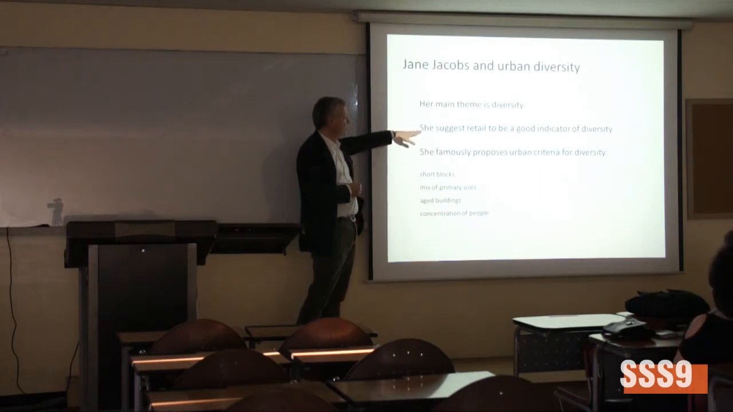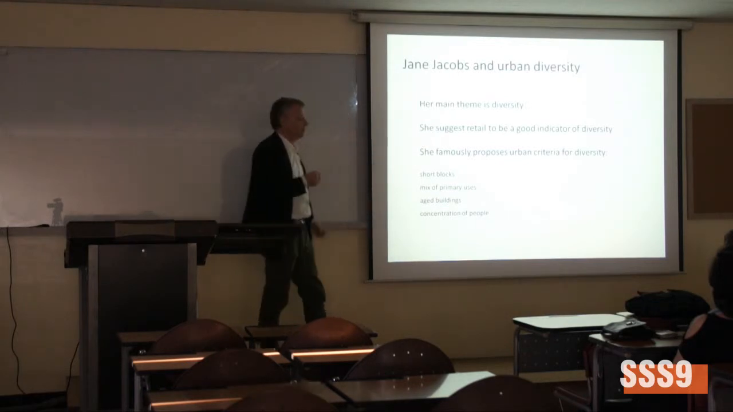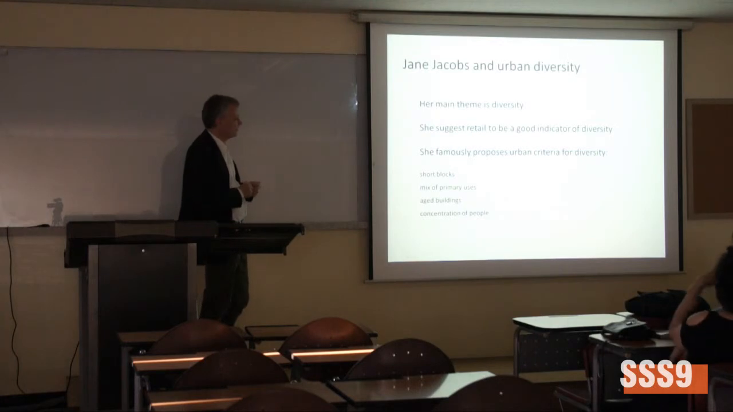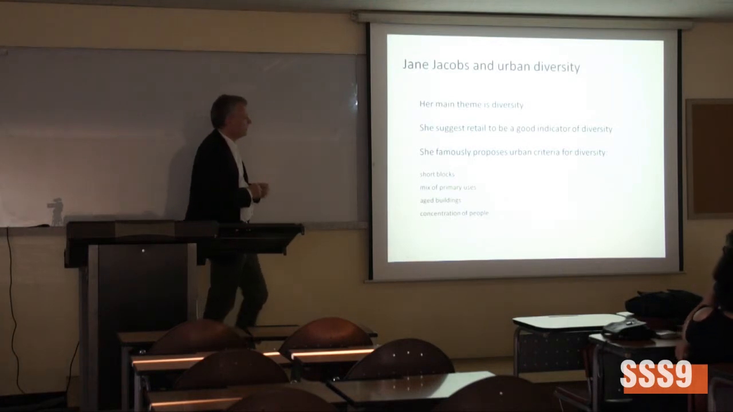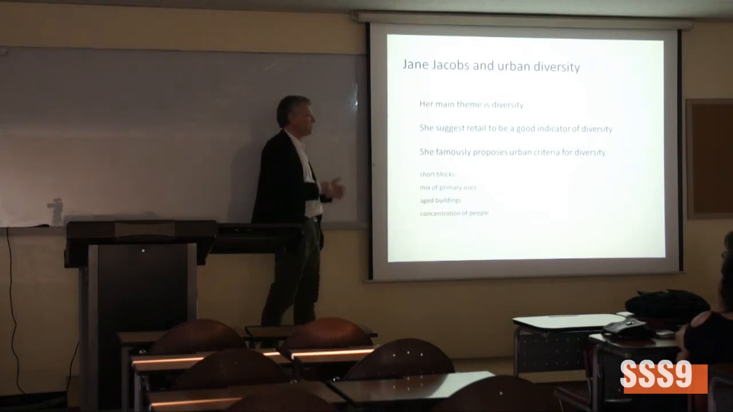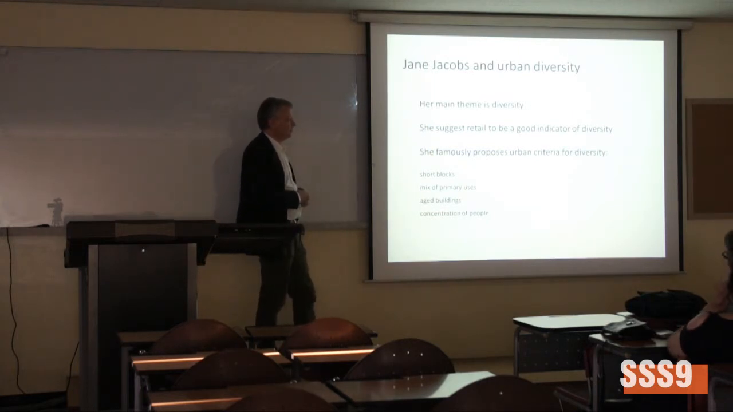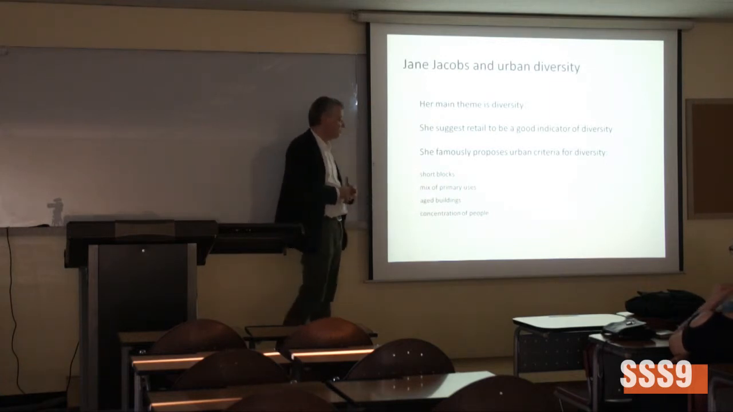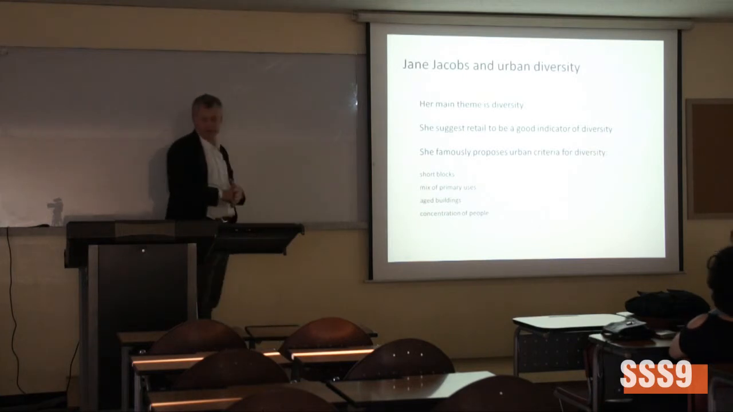And she actually suggests in her book that retail would be a very good indicator of diversity. So that fits very well too. And then, of course, she famously proposes urban criteria for diversity. What is it that could constitute diversity in cities? And she talks about short blocks, mix of primary uses, aged buildings, and concentration of people.